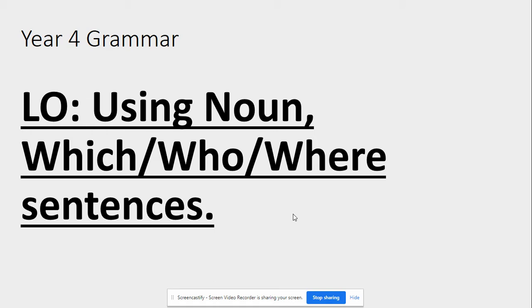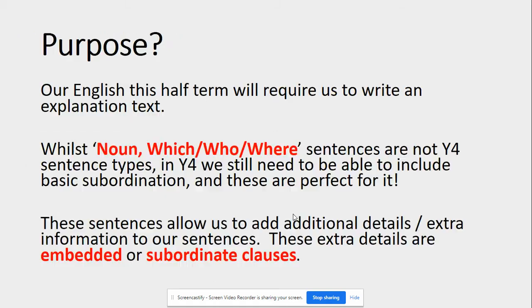Our learning objective is using noun, which, who, where sentences, so it's adding relative clauses. Our English this half term requires us to write an explanation text. Whilst noun, which, who, where sentences are not on the Year 4 sentence types, in Year 4 we still need to be able to include basic subordination. These are perfect for it.